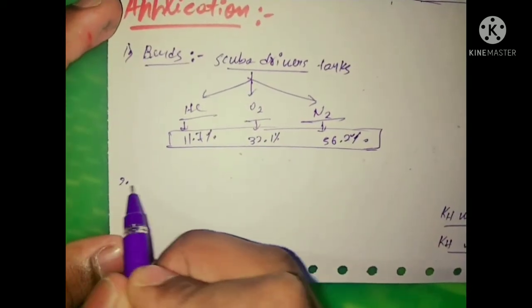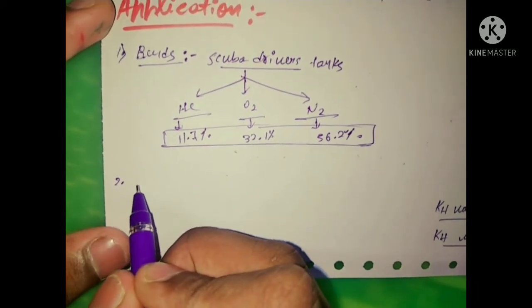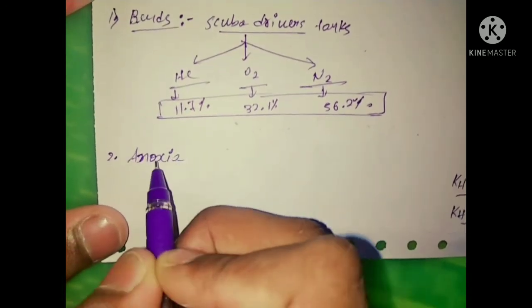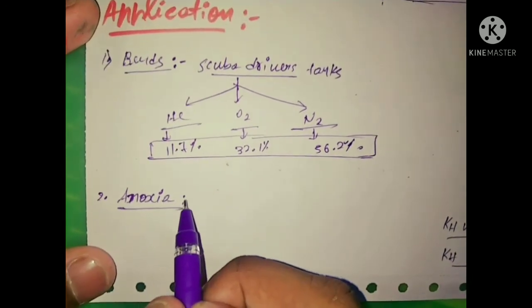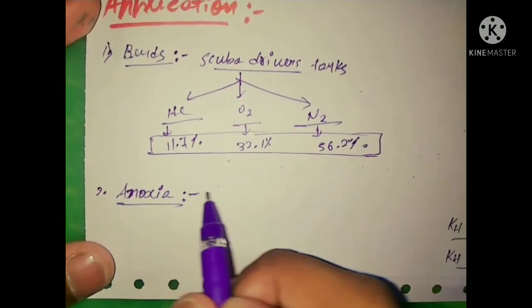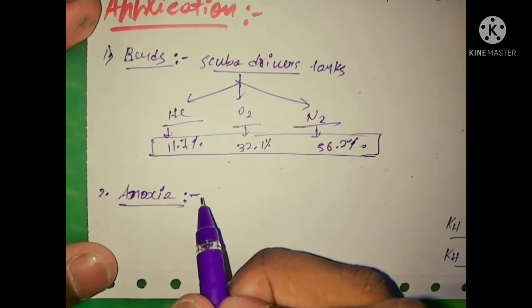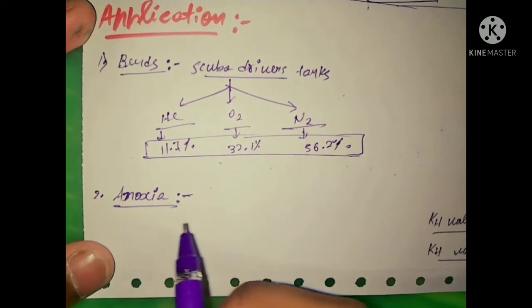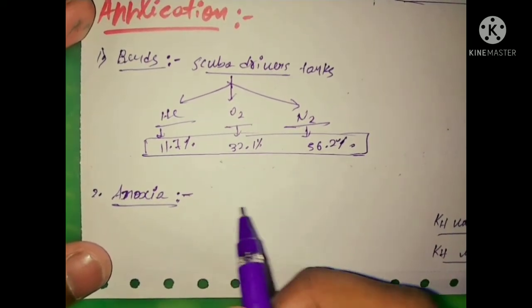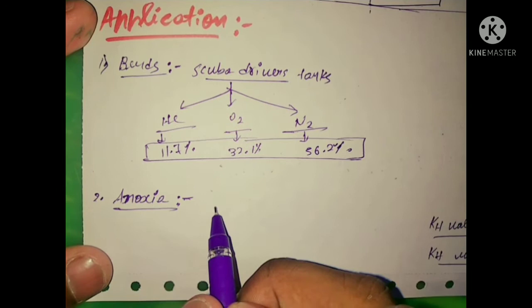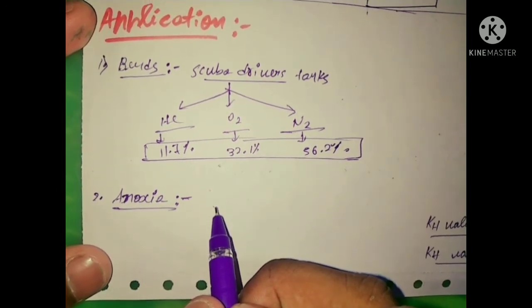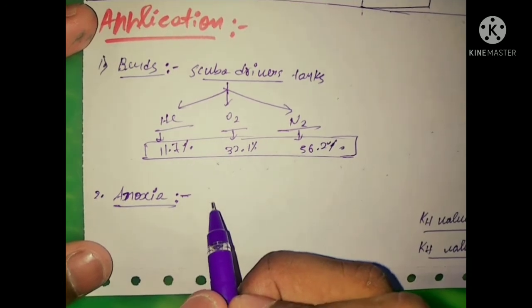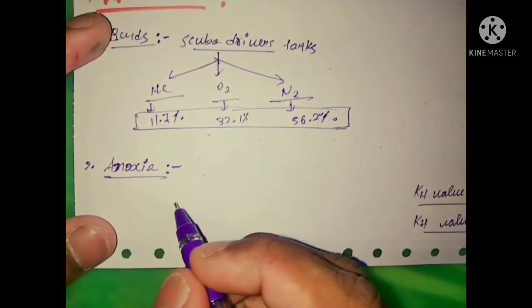Then, the second application: it is used to avoid anoxia. Anoxia is nothing but people at higher altitude, like mountain climbers, often fall sick and are unable to think clearly. I am repeating it once again. This type of symptoms is nothing but anoxia.